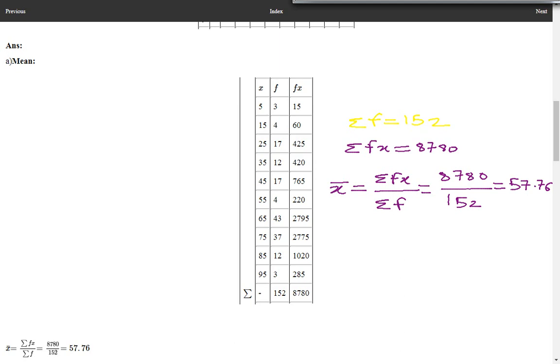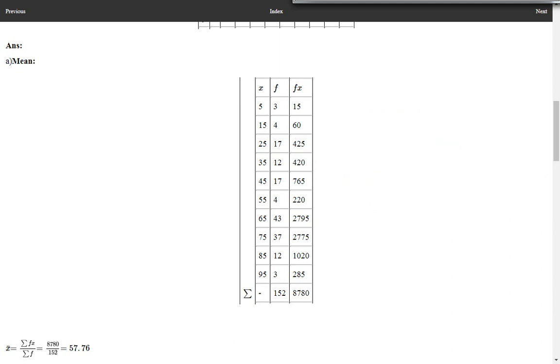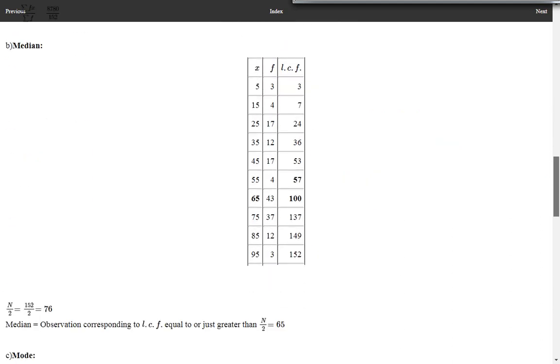The only way to learn mathematics or statistics is to do it on your own. I have given you clear procedures on how to find the arithmetic mean, but you should try some examples on your own. So this is about mean. Now let us see how to find median.